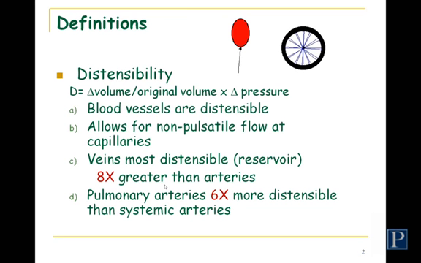The other thing to remember is that our pulmonary vessels, specifically the pulmonary arteries, are more distensible than systemic arteries. They're 6 times more distensible. The significance of that will become apparent when we talk about the pulmonary system.